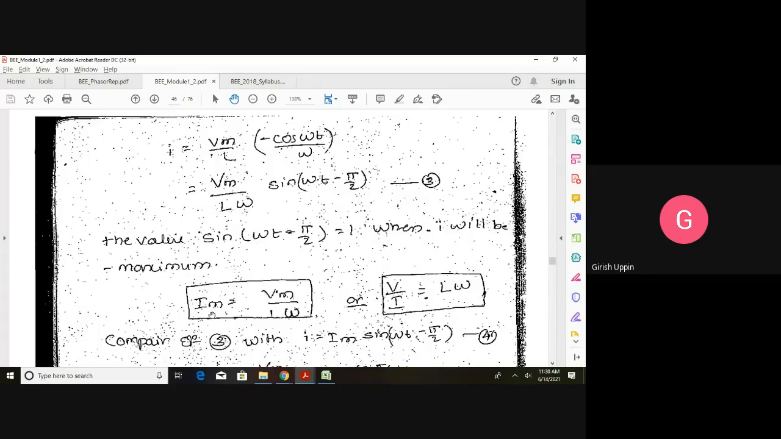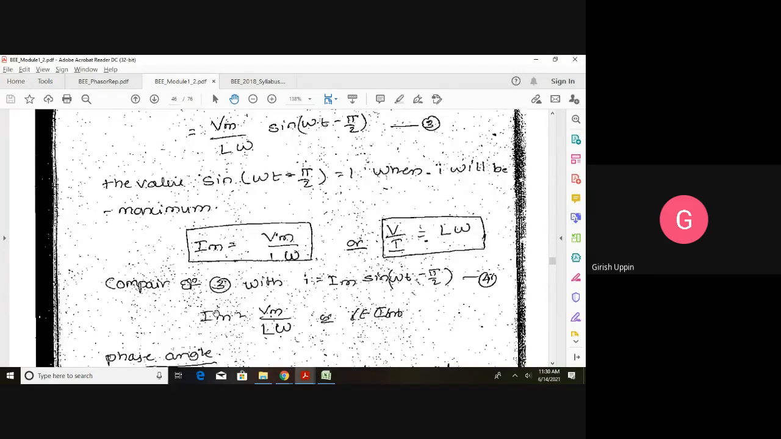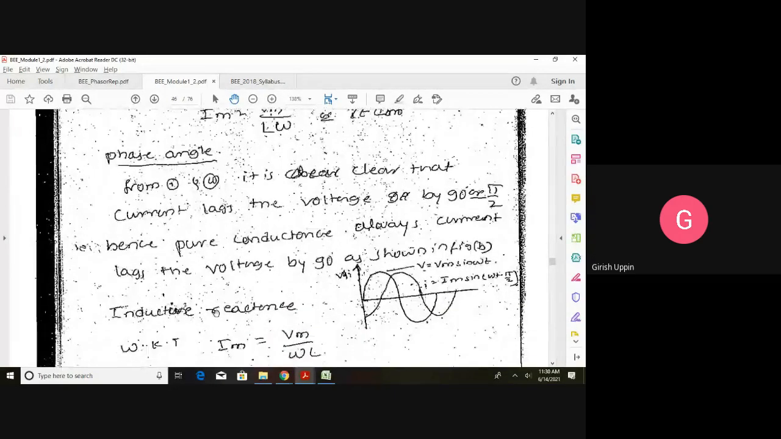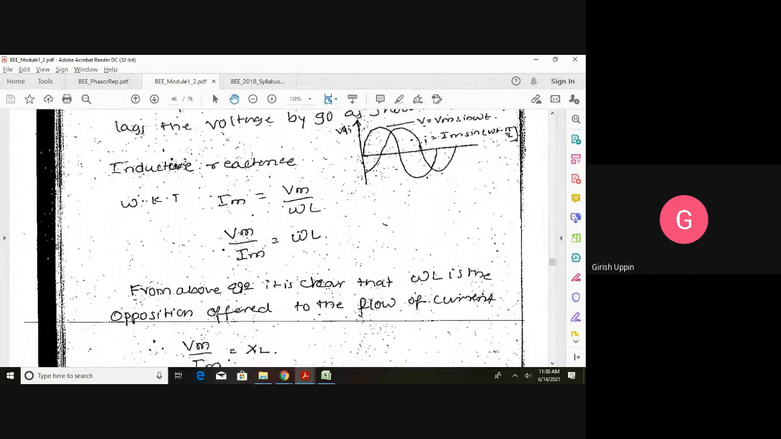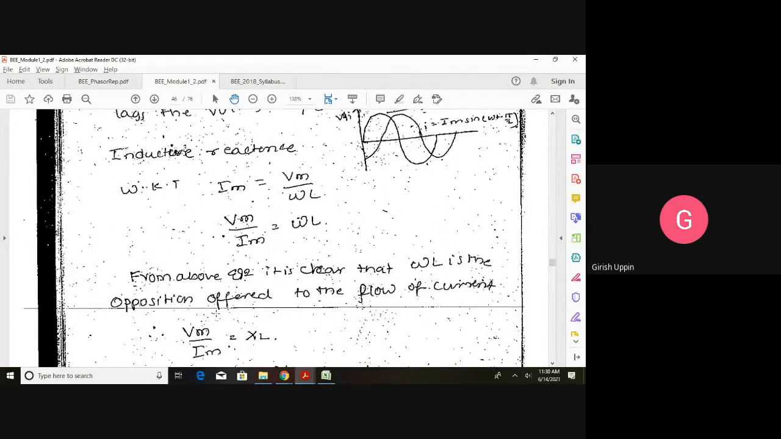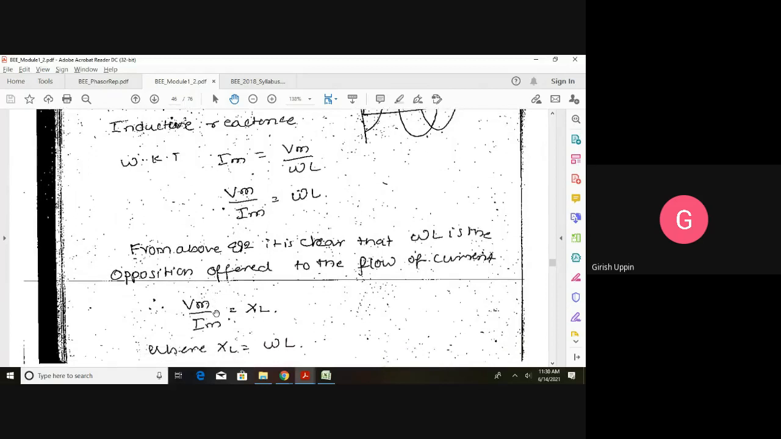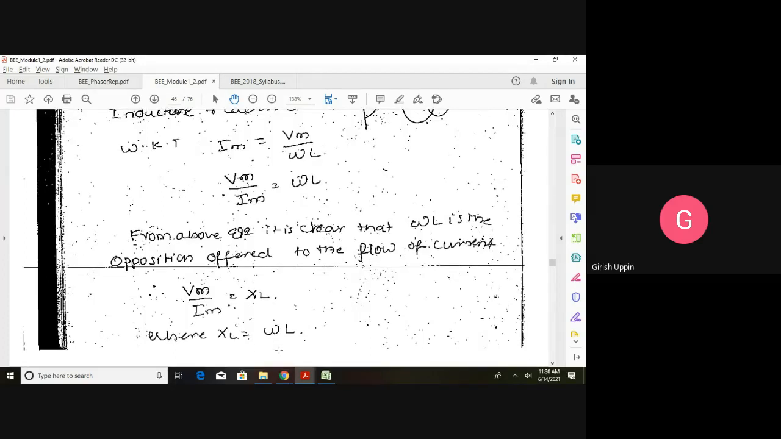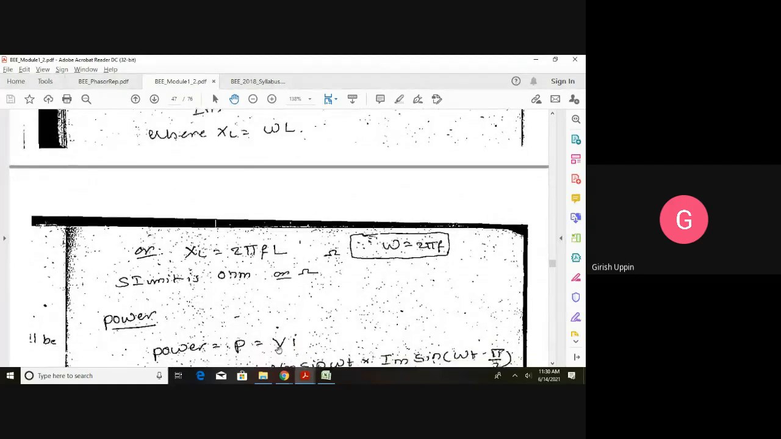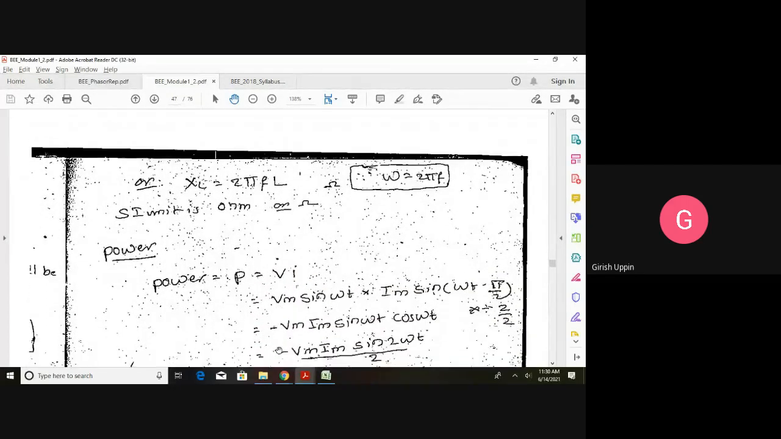And this Vm by L omega is nothing but the peak value, and in terms of phase angle, the current lags the voltage by 90 degrees. We know the ratio Vm by Im, that is V by I, is equal to XL, that is the opposition offered to the flow of the current, and XL is called the inductive reactance. It is given as XL is equal to omega L, which is equal to 2 pi FL. All these equations are important when we solve the problems.